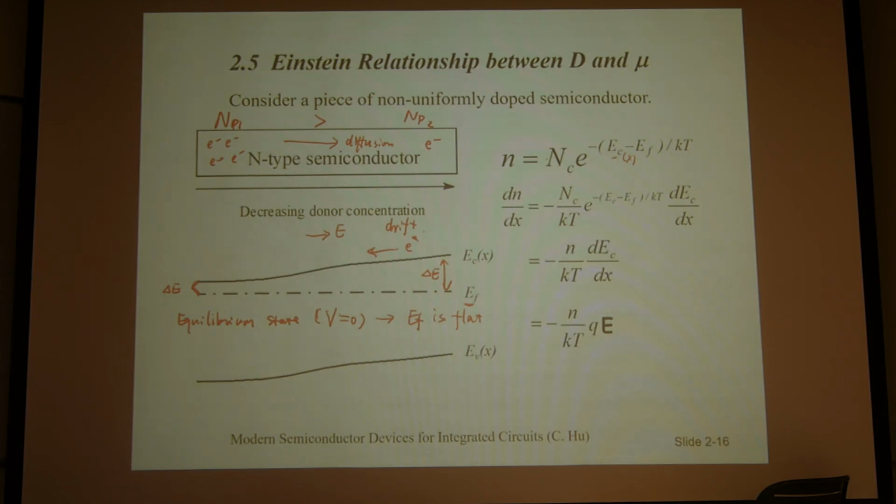But what you will find out is, if you look at this term, this is exactly n. So you can replace this whole bunch of symbols with just n. So then it's just n over kT and then dE_C over dx. And from the previous slide, you notice that the slope of E_C, the band edge, is the electrical field, right? So qE, E is the electrical field. So you get this. Here are some derivations. You can go through this slowly, and then you can get this.